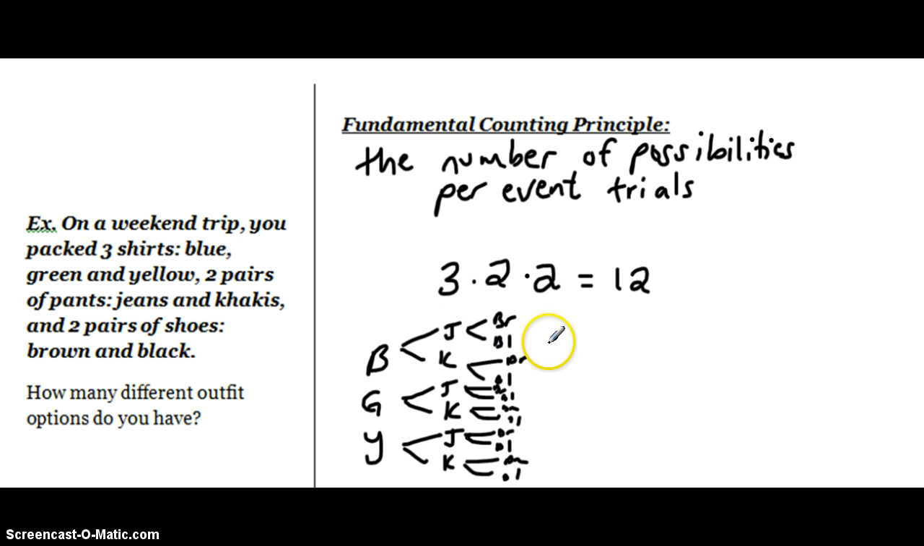So you can see how the tree diagram shows all the 12 possible outcomes. And you can see how the fundamental counting principle speeds up the determination of that. So you use multiplication and look at the number of event items. So in this case, 3 shirts times our 2 pairs of pants times our 2 pairs of shoes, which results in 12.